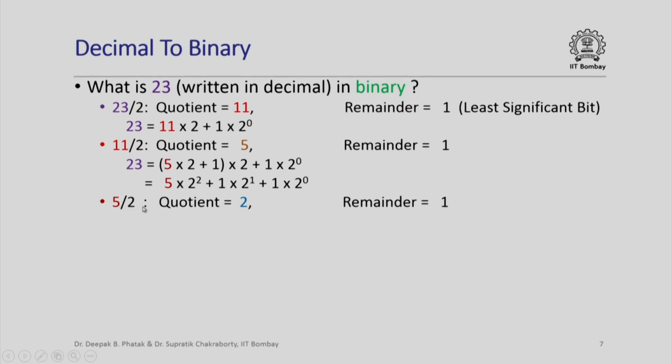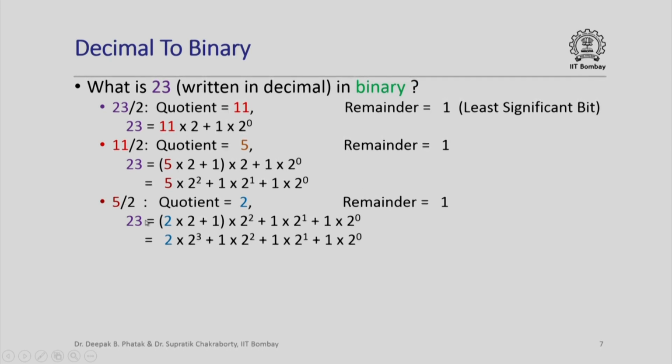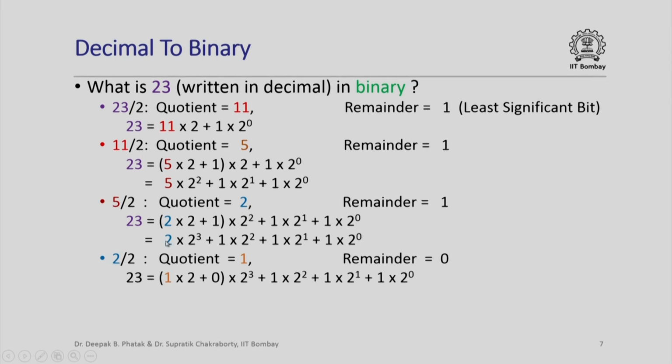I could take 5 divided by 2, get a quotient of 2, remainder of 1, then express 5 as 2 times 2 plus 1, just as I have done here, and that way I get this representation of 23, which gives me the next remainder. And finally I take the quotient here, which is 2, divide by 2 again, get a quotient of 1, remainder of 0, and now if I express this 2 as 1 times 2 plus 0, this is the expansion of 23 I get, which finally gives rise to this expansion of 23.